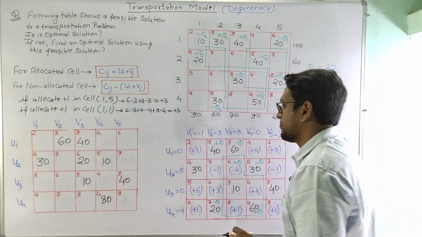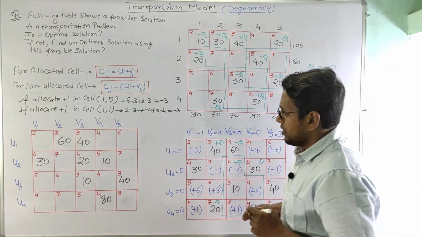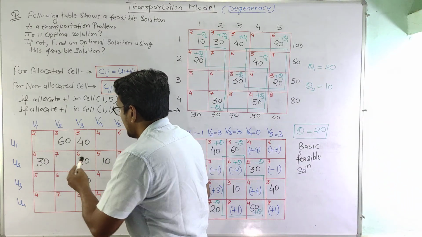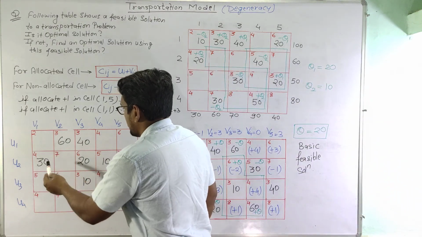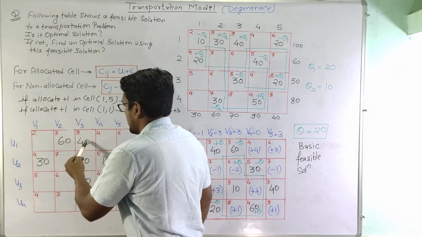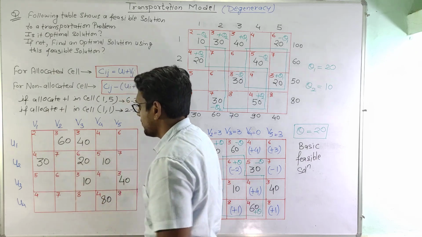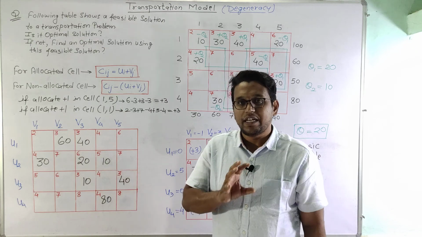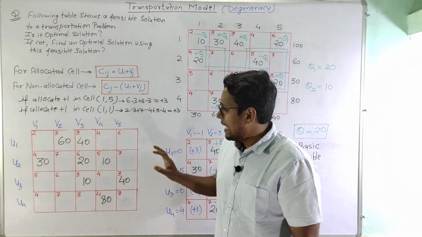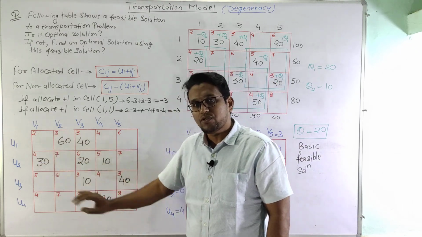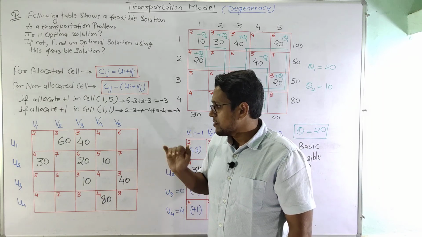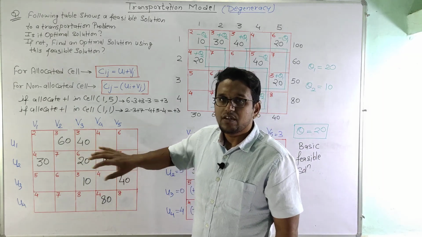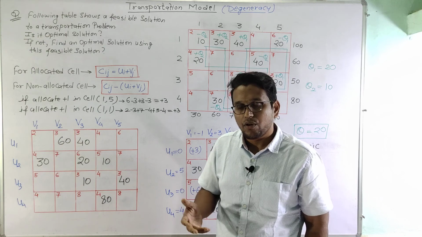So this is 30, this is 10, this is 10, and this is 40, this is 40. Now we can see that still we have total 8 allocations, 1 2 3 4 5 6 7 8. So we still have m plus n minus 1 number of allocations, and now this is our improved solution. Now we need to see whether this solution is an optimal solution or not.